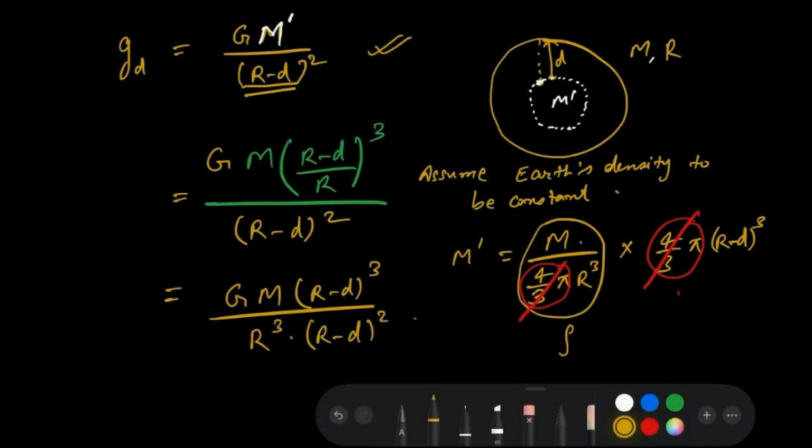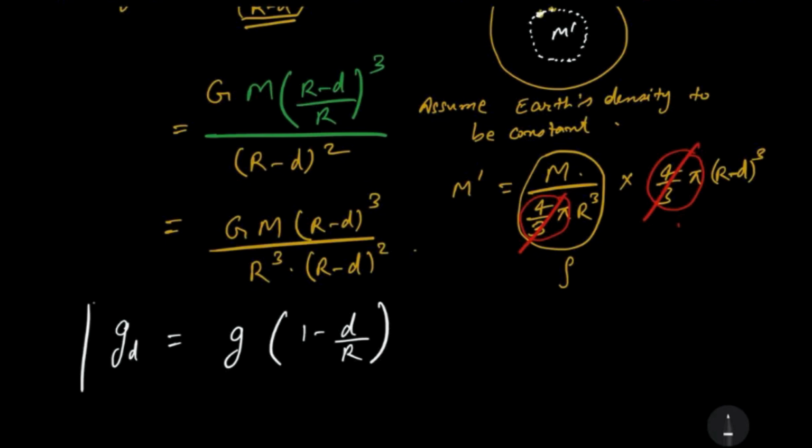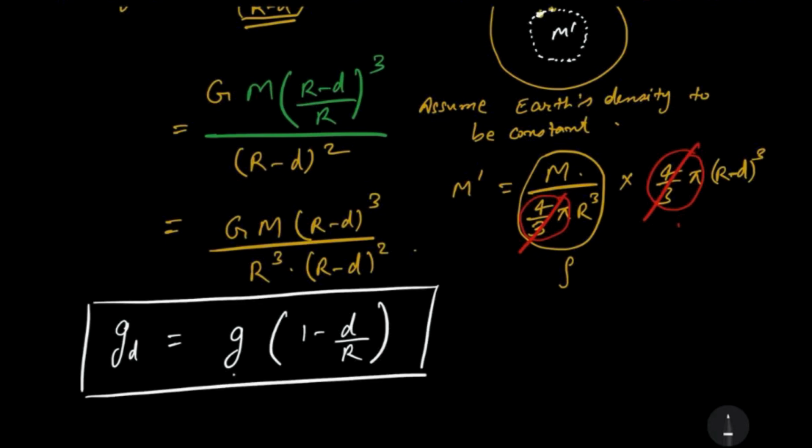You have to express g_d, or value of field at a depth d, in terms of g into something. Can you do that? Are you getting this? g_d is equal to. Yes, sir. So GM by R square, that is what this g is. So you can segregate that and then cancel out the powers and just simplify it. You will get this.